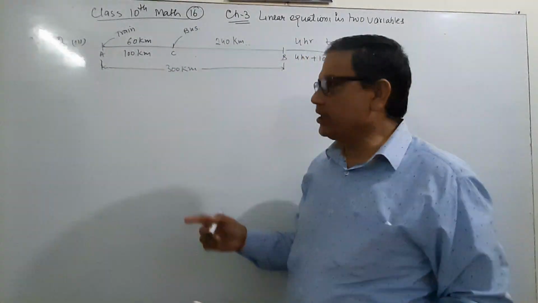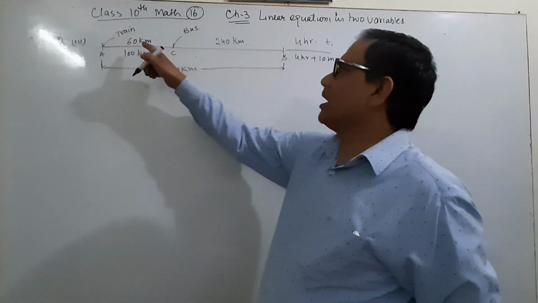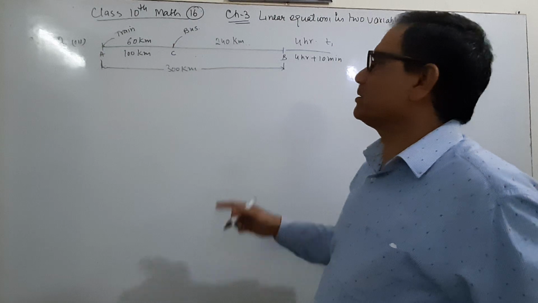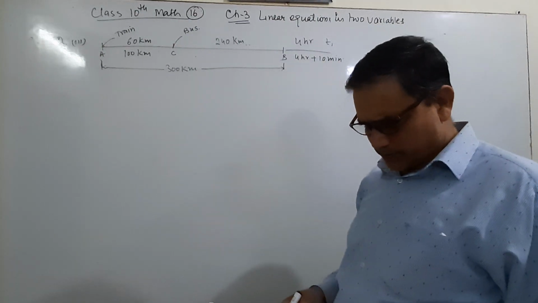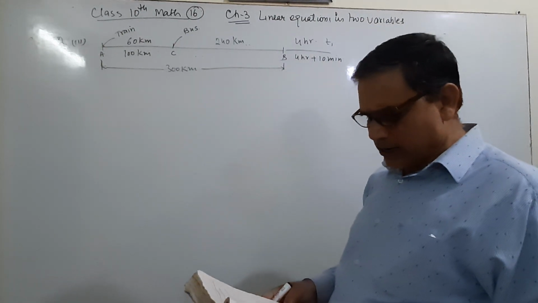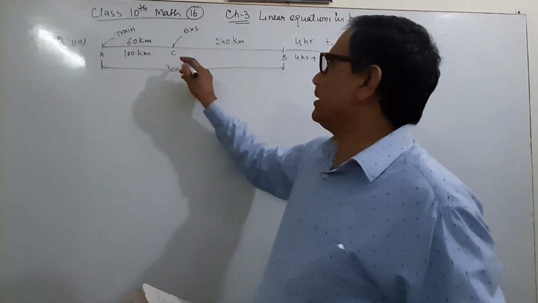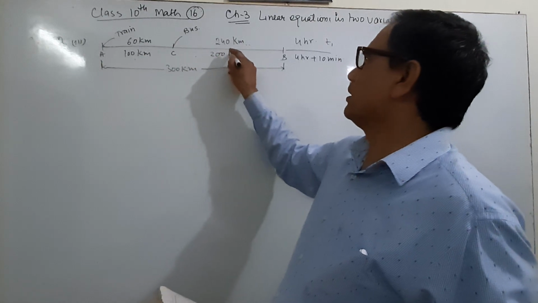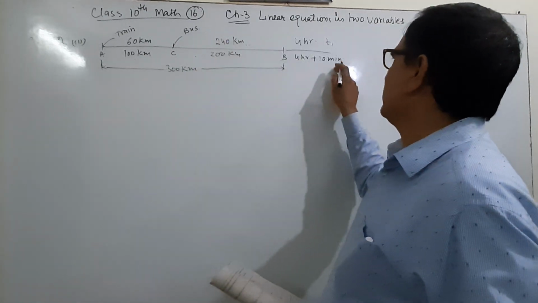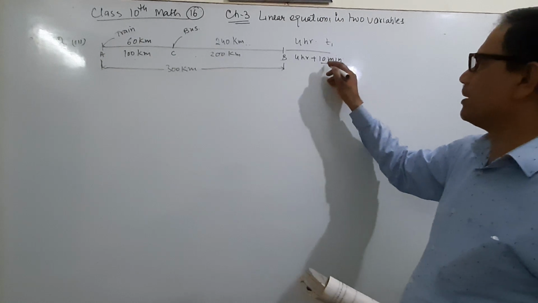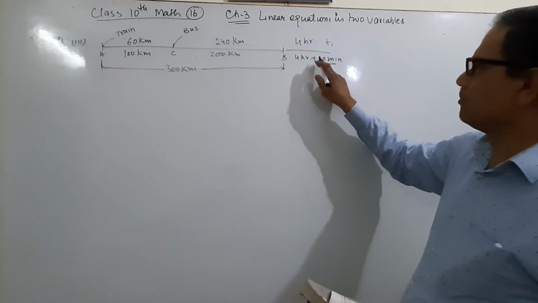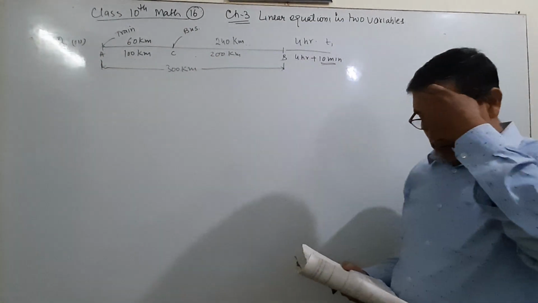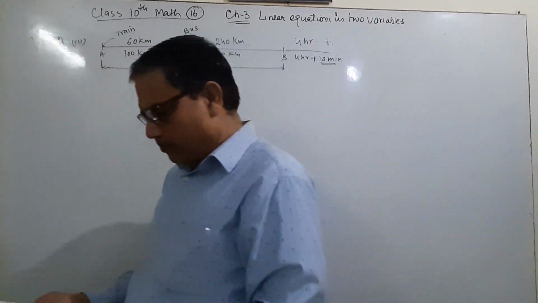And now she takes 4 hours if 60 km is traveled by train and 240 km by bus. Now if she travels 100 km by train, then the remaining will be 300 minus 100, equal to 200 km by bus, and then she takes 10 minutes more, that is 4 hours plus 10 minutes. Find the speed of train and bus separately.